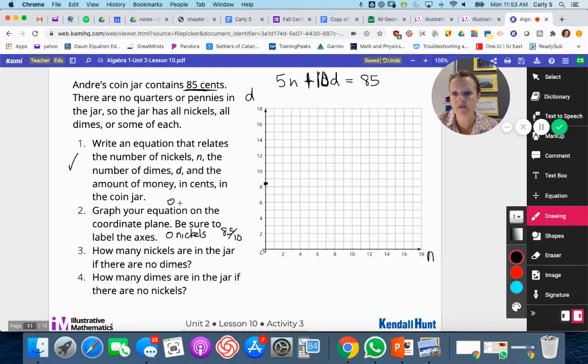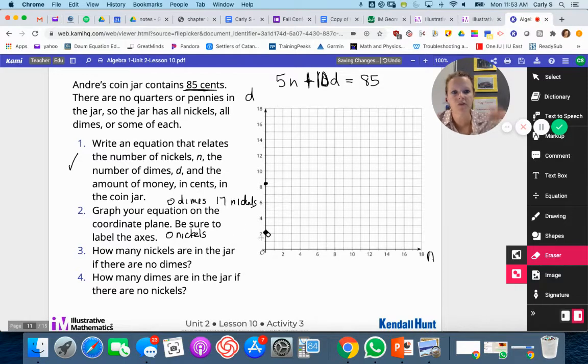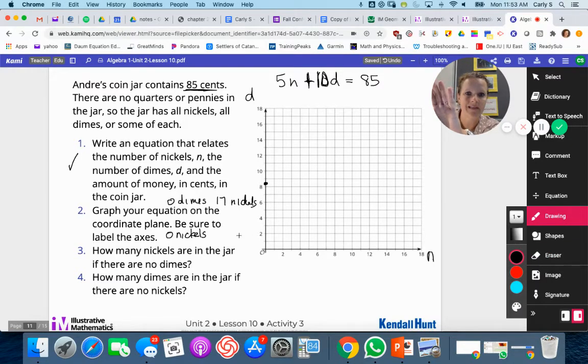If I had 0 dimes, I would have 17 nickels. I didn't write that here. So if I had 0 nickels, what I usually do is I cover up. Like if I had 0 nickels, I'm going to cover up the n term with my hand and divide both sides by 10. That would give me 8.5 dimes.